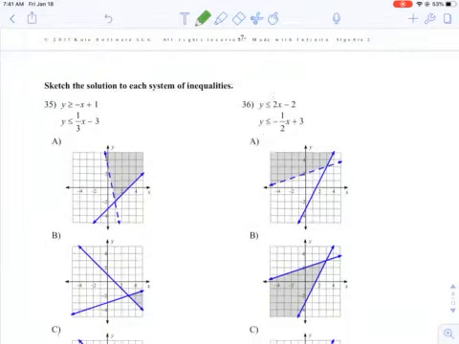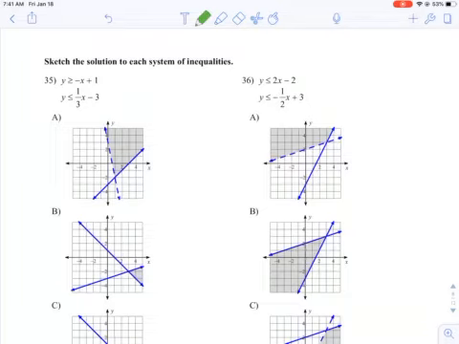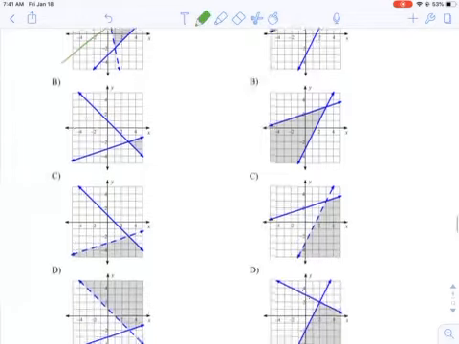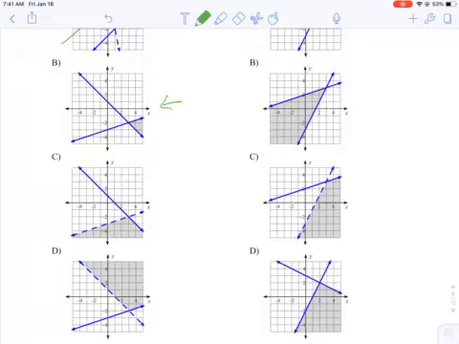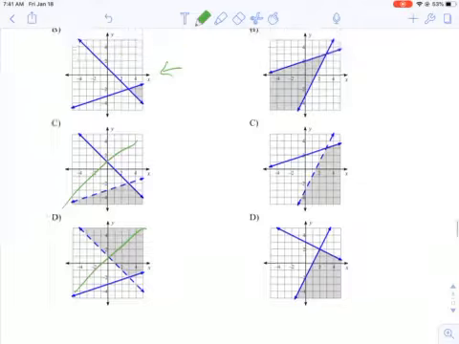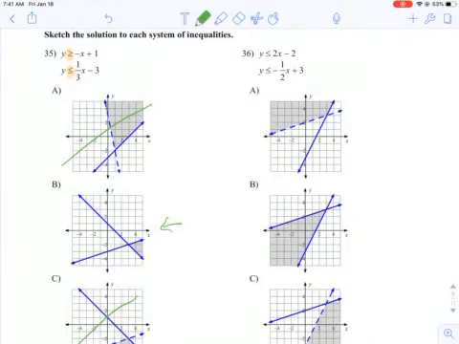Okay, this one's saying sketch the solution. You can see by looking at these two things right here that this would be solid, solid. So since this is solid, solid, we can start throwing things out. This guy's gone. This guy could be. This guy's gone because it has to be solid, solid. And this guy's gone. So I don't have to go any further on this problem. I know it has to be this answer.